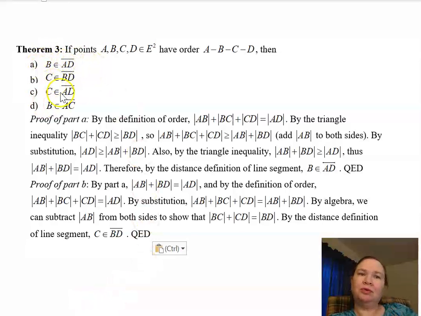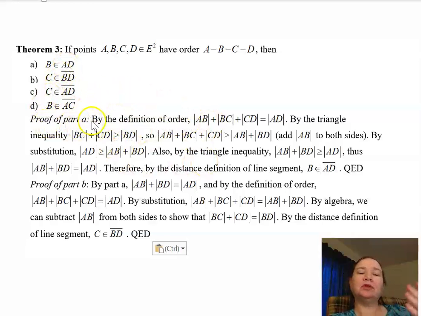So I'm going to walk through here the proofs of part A and B, and your job for homework is going to be to prove parts C and D. And so C and D work pretty similarly to the way A and B do. So just know that if you really understand this, you can probably do C and D.